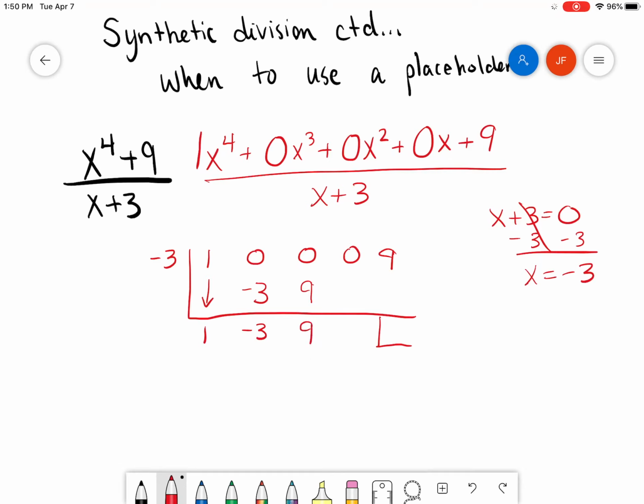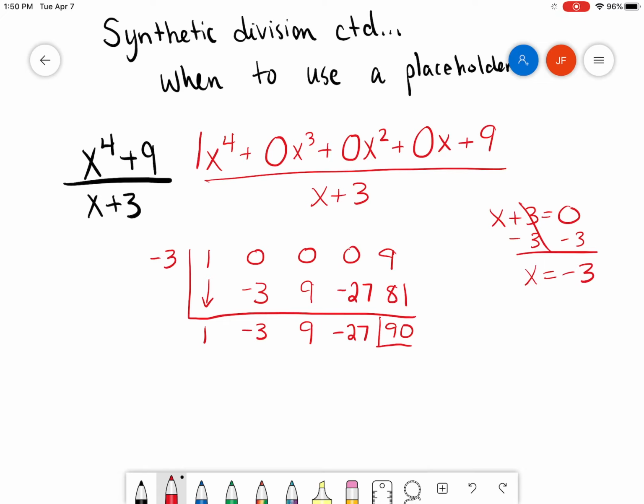Then multiply negative 3 times 9. That's negative 27. You write that underneath the third 0. And then add 0 plus negative 27. So that's negative 27. And then finally multiply negative 3 times negative 27. That's positive 81. You write that underneath the 9. And then add 9 plus 81. So that's 90. So our remainder is 90.